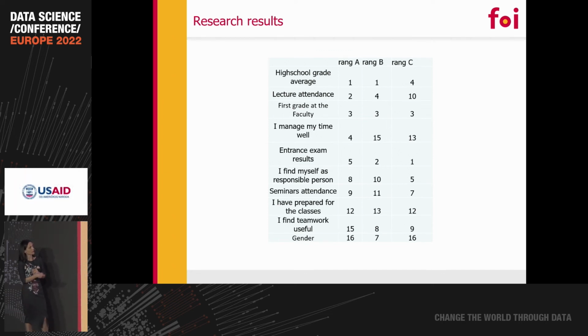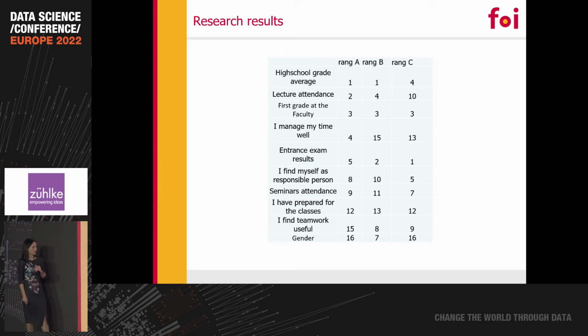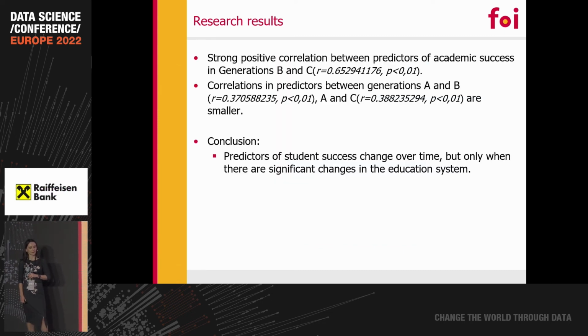For instance, this third variable, first grade at the faculty, which I mentioned has been a good predictor in previous research works, also proved to be important here. It is ranked as the third most significant predictor of student success in all three generations of students. We have also used gender. As you can see at the bottom of this table, gender proved not to be a significant predictor of success based on the machine learning algorithms.